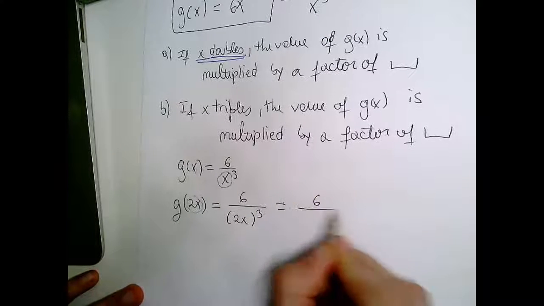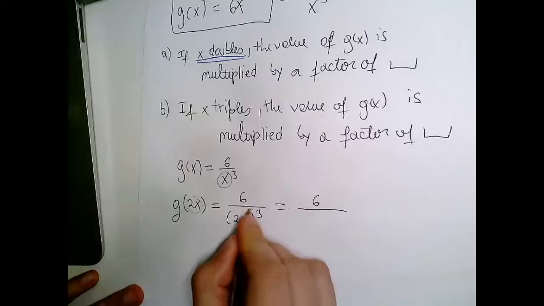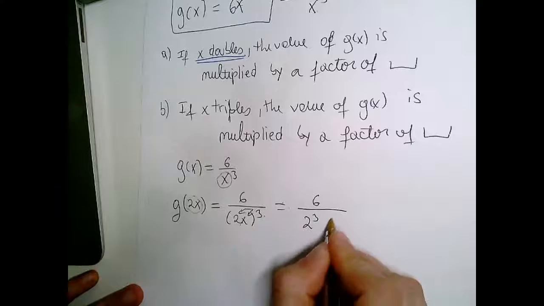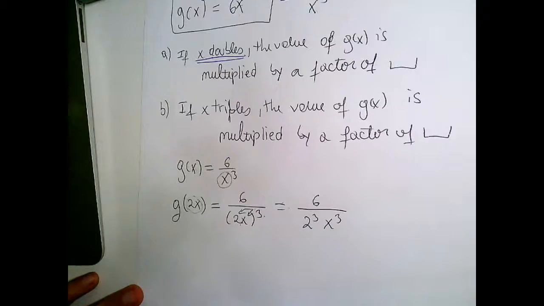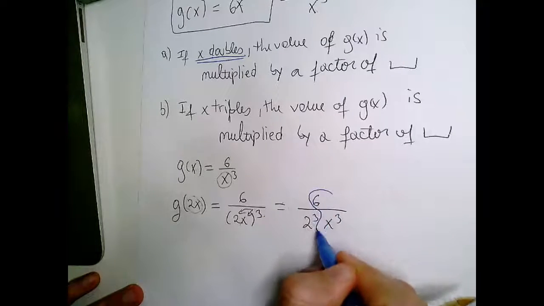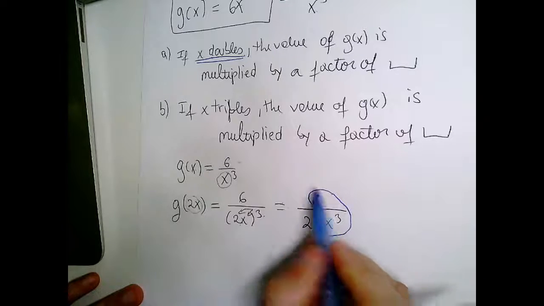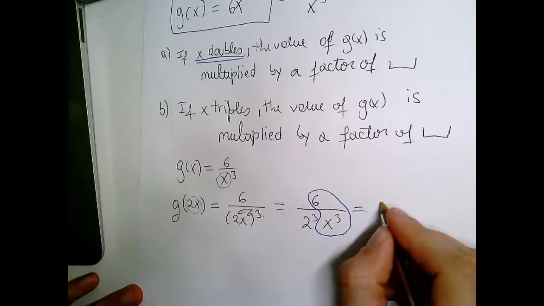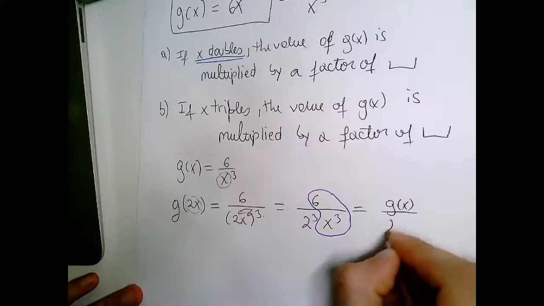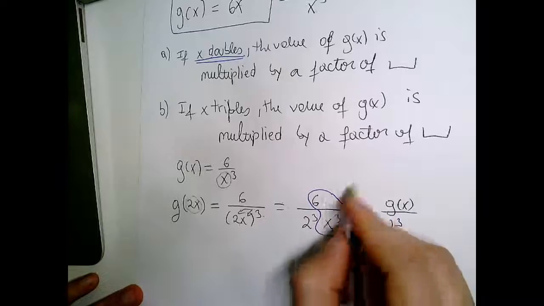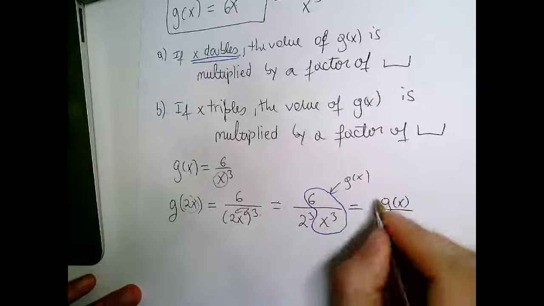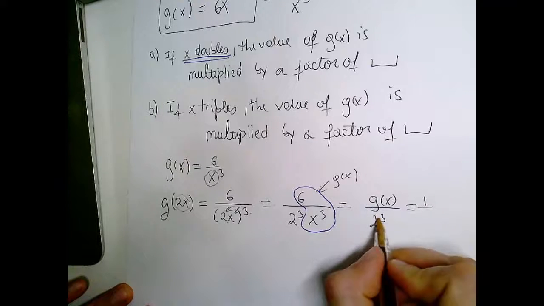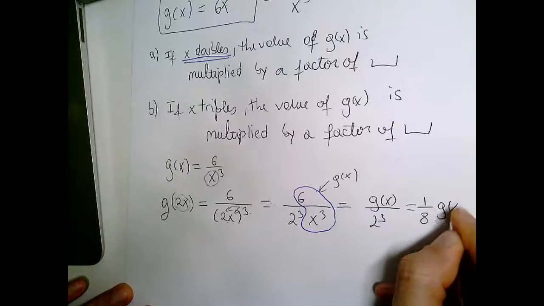I'm going to say this is 6 over, and I can distribute the exponent. This is just a rule of exponents. So this is going to be 2 to the third times x to the third. Notice that if I just look at this portion, 6 over x cubed, that's actually g of x. So I can rewrite this as g of x over 2 to the third, because this portion right here is all g of x. So this is the same as 1 over 2 to the third, which is 1 over 8, times g of x.